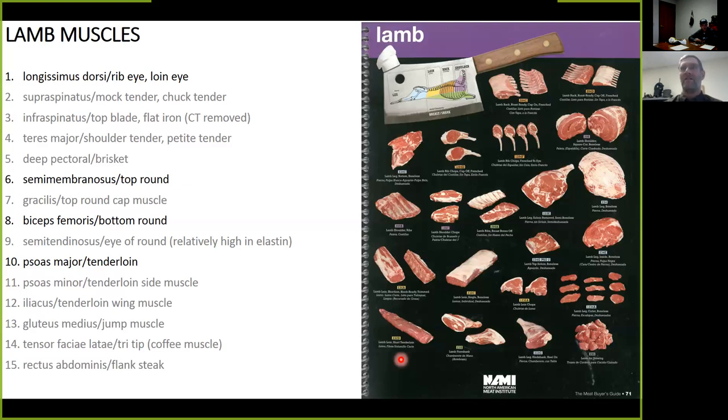Let's see. Yep, psoas major. Yeah, exactly. Very good.